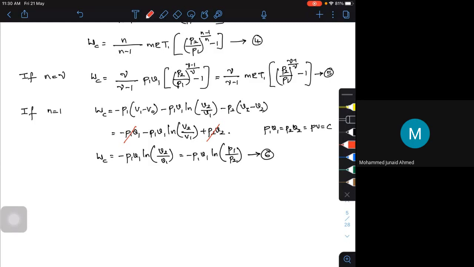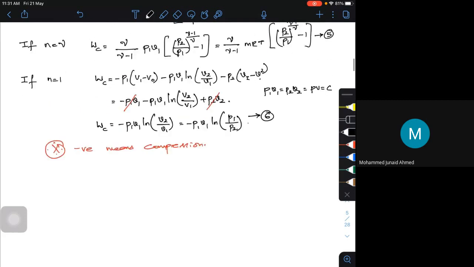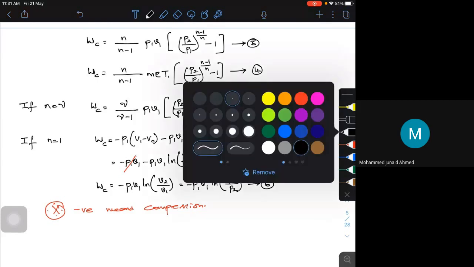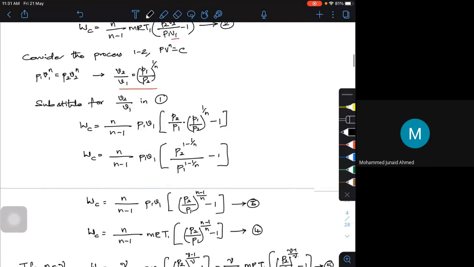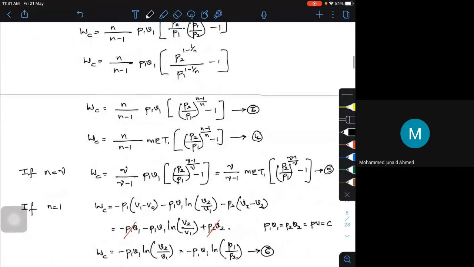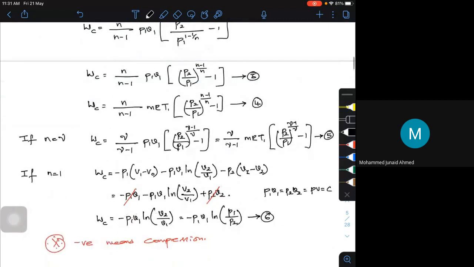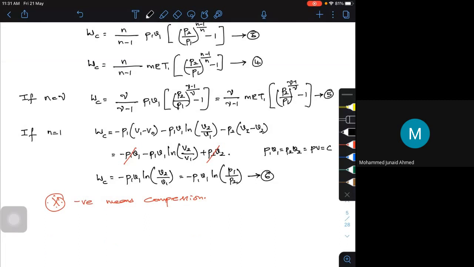So note here, negative means compression. This is the compression work. So I am trying to do this work on your compressor. Now what I want is, you look at this equation. You have the equation for the polytropic process, which is equation 3 or 4. You have the equation for adiabatic, which is equation 5, and you have the equation for isothermal, which is equation 6.